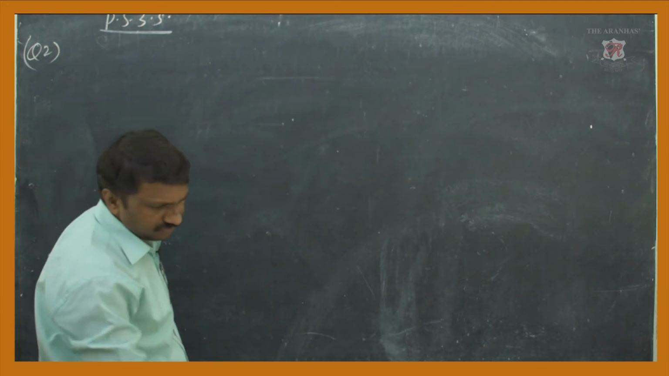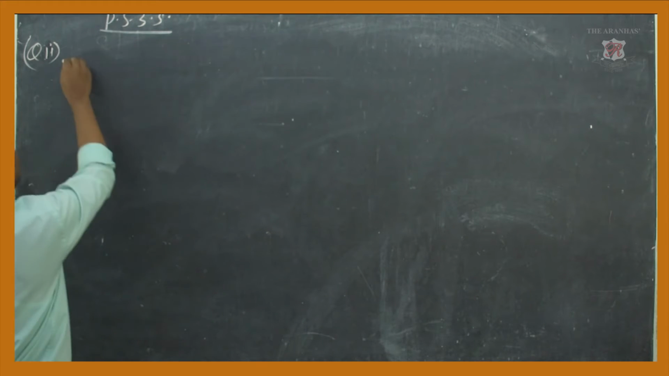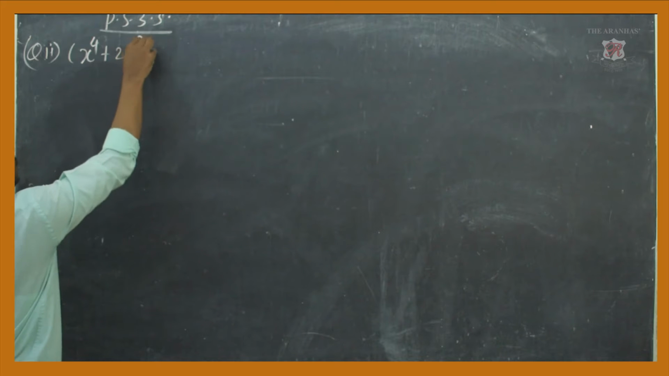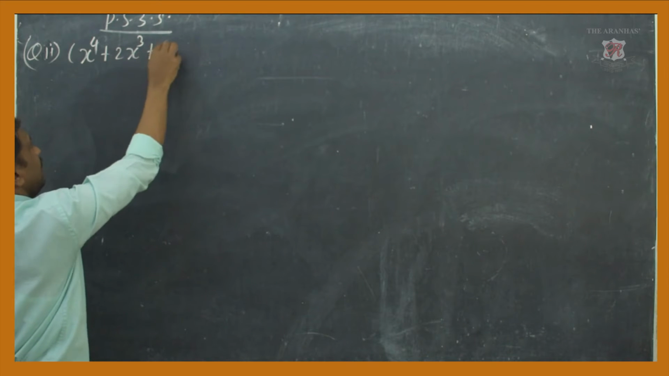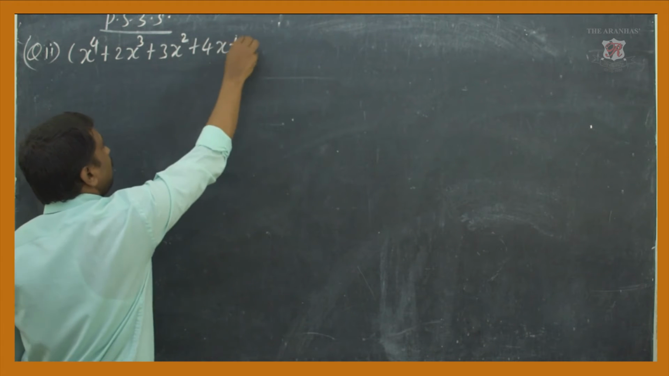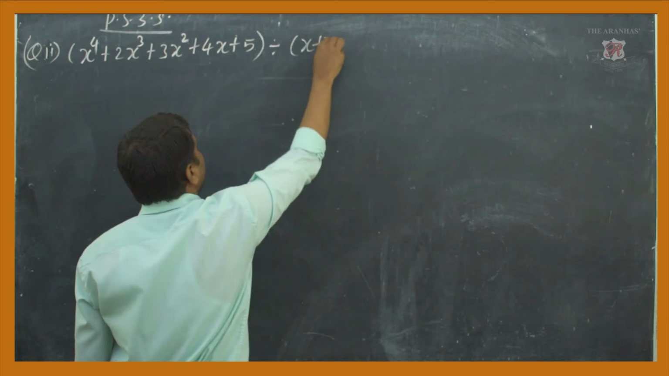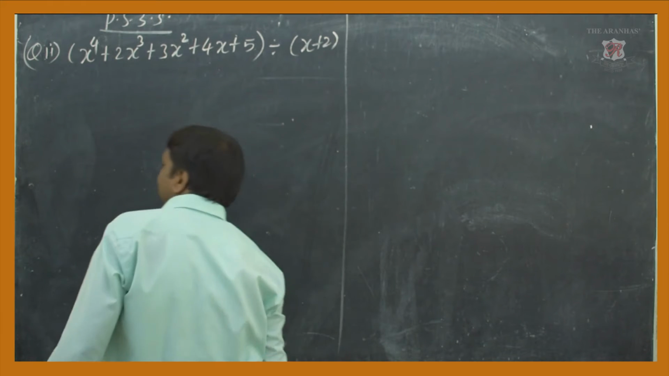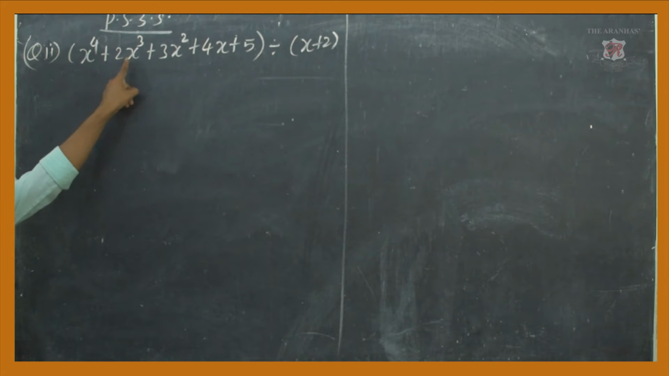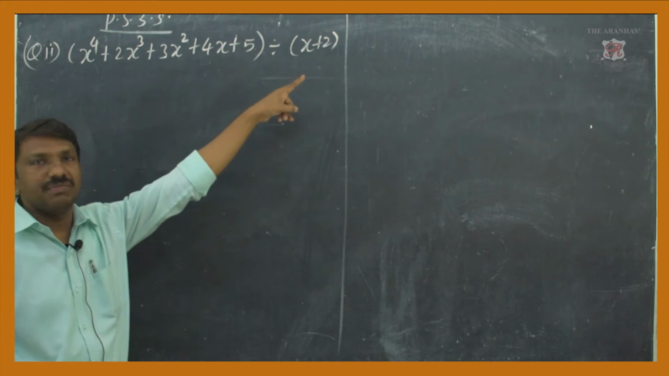So, let us see, the second question is given here. The dividend is x raised to 4 plus 2x cube plus 3x square plus 4x plus 5. Complete the bracket and we have to divide by x plus 2. Okay, let us see now, everyone. The dividend is x raised to 4 plus 2x cube plus 3x square plus 4x plus 5, divided by the binomial x plus 2.